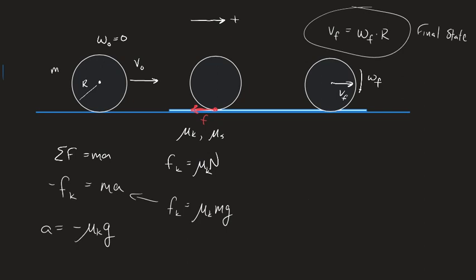At the same time, this frictional force causes a positive torque. If you look at where that frictional force is, it's going to cause the wheel to rotate in that direction. I can right-hand rule it, but that's going to be a positive torque based on the direction that I said is positive. So net torque is going to be equal to I alpha.